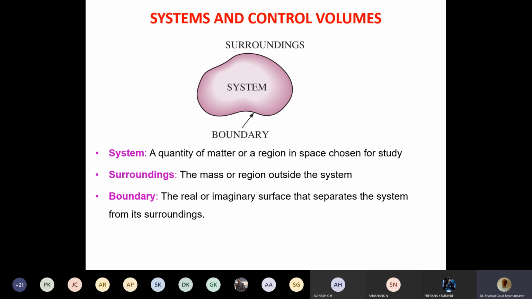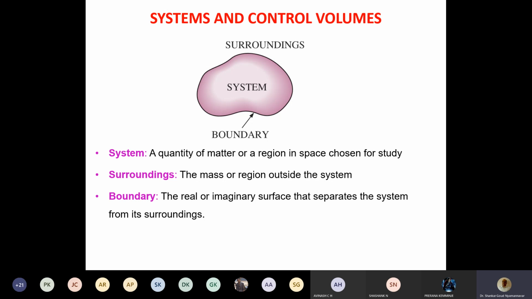So our Earth also emits electromagnetic radiations. So our Earth loses energy and also gains energy. You want to do some budgeting of this. So then your entire Earth atmosphere becomes your system. So like that, system can be anything. System is a matter or a region in space chosen for study.